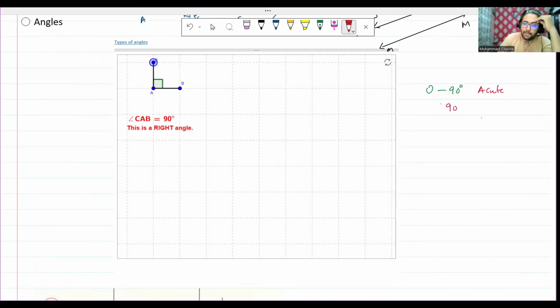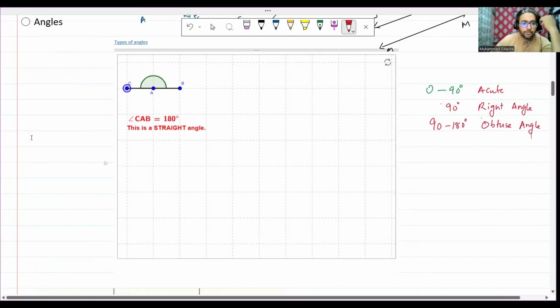The angle of 90 degrees is called a right angle. Right? Let's move on. Let's see if the angle is greater than 90 degrees. If I make it bigger, I hope you see the change in the name. This is called an obtuse angle, right? It keeps on going until it reaches 180 degrees. So any angle that is between 90 and 180 degrees is called an obtuse angle.